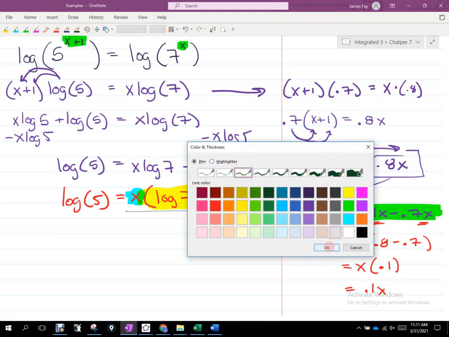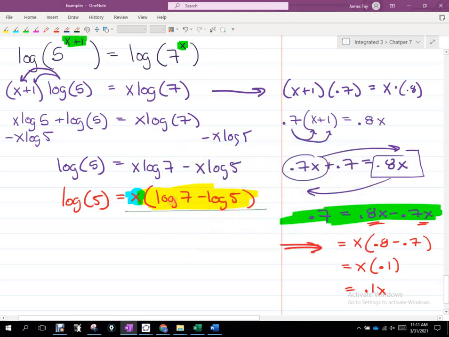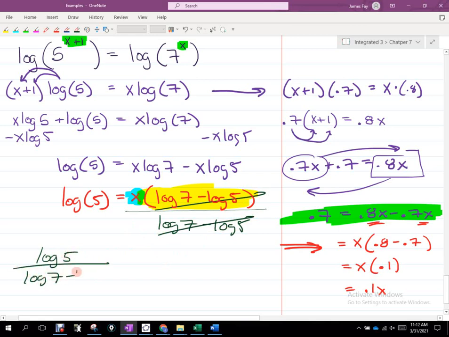I'm not going to divide by x. I'm going to divide by this thing because I want to get x by itself. So log 7 minus log 5. That cancels with that. And what I do to one side, I have to do to the other. So I'd have log 5 divided by log 7 minus log 5. And that will give me x.